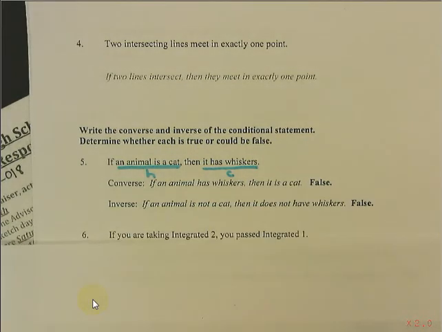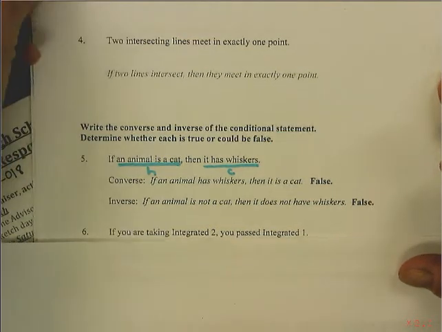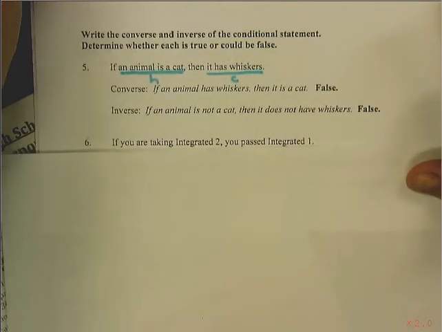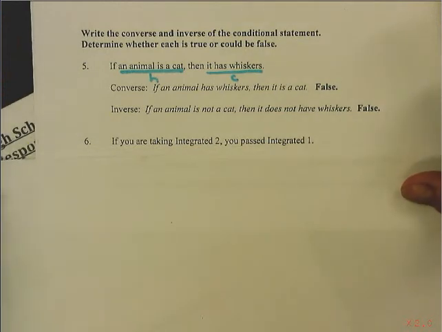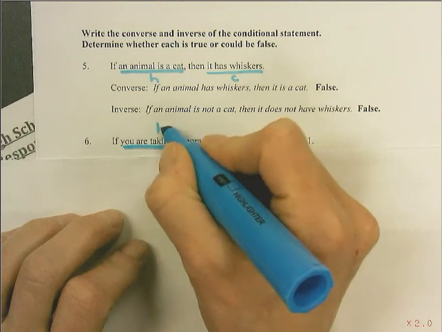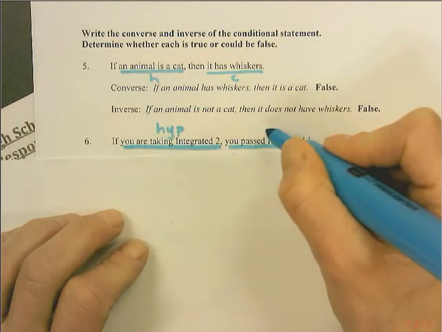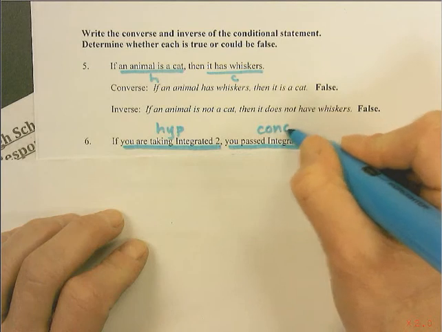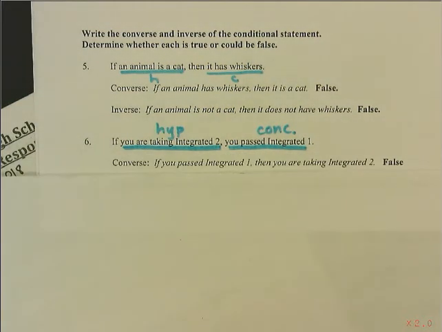Another example. A conditional statement: if you are taking integrated 2, then you have passed integrated 1. Again, the first portion, you are taking integrated 2, that's my hypothesis. You passed integrated 1 is the conclusion. So the converse will just switch those. Converse: if you passed integrated 1, then you are taking integrated 2.